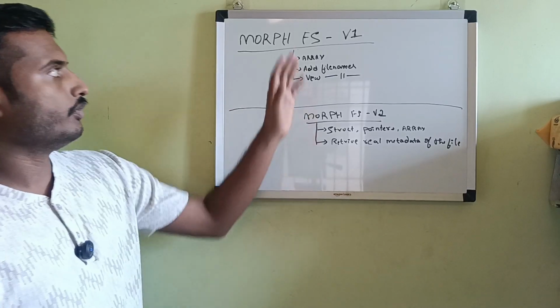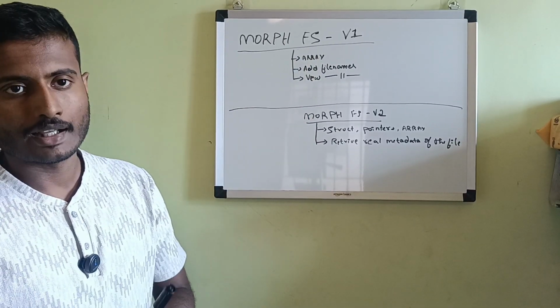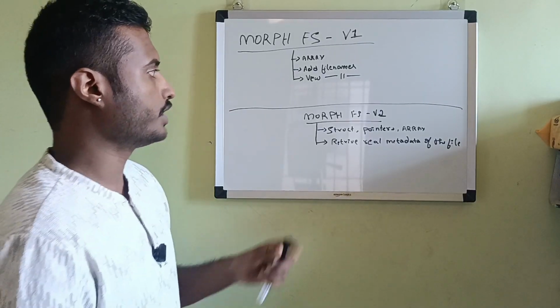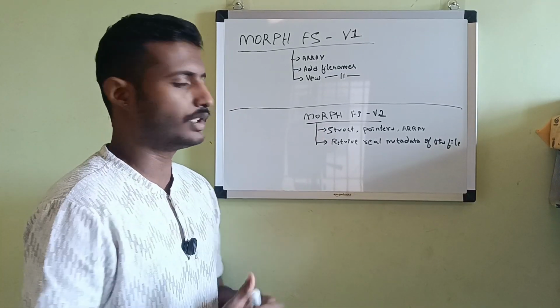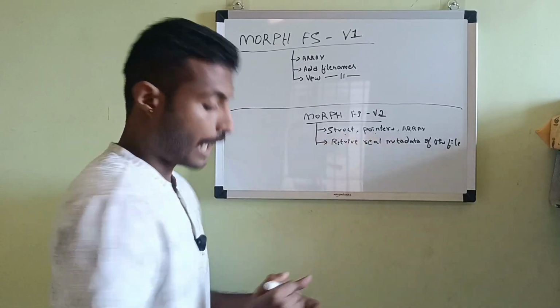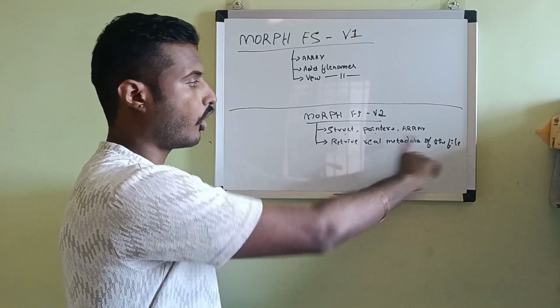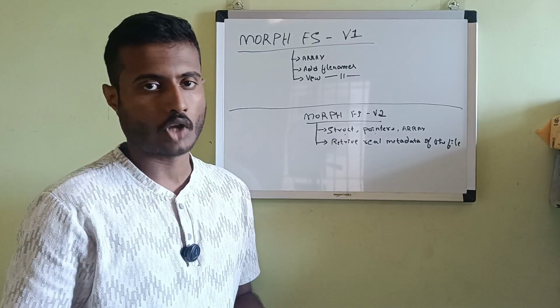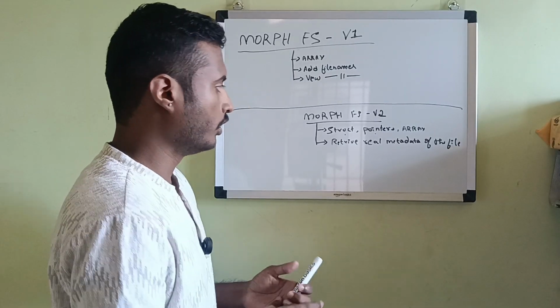I have already explained what version 1 had. So now for version 2, the concepts that we will be using are struct, pointers, and array, and I have explained all these things in detail in different videos. If you haven't watched them, please go and watch them. You will understand it better.